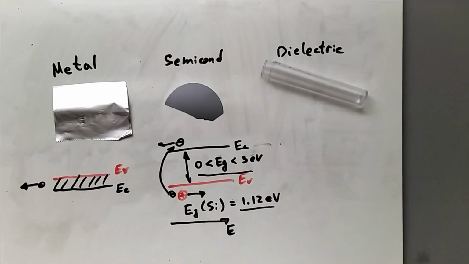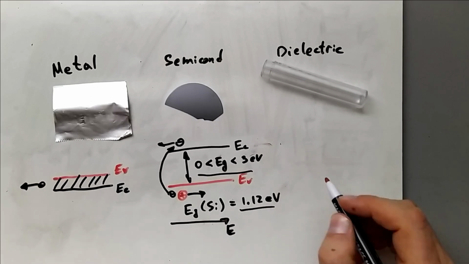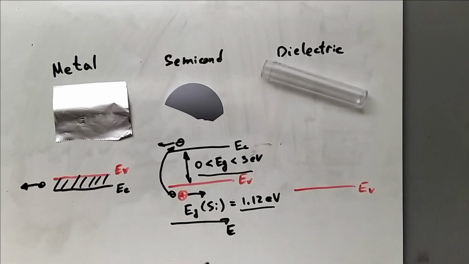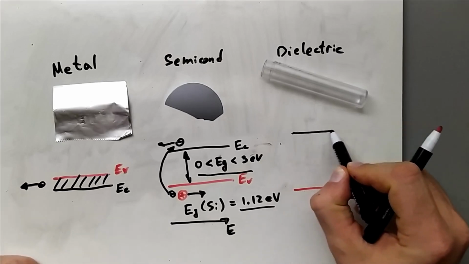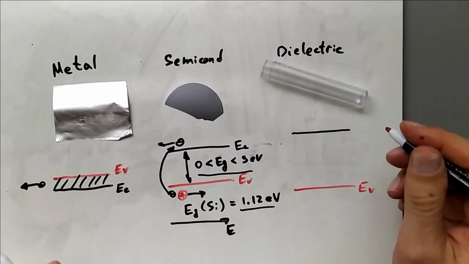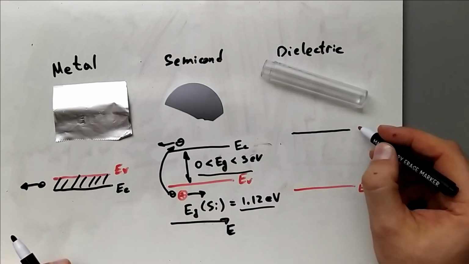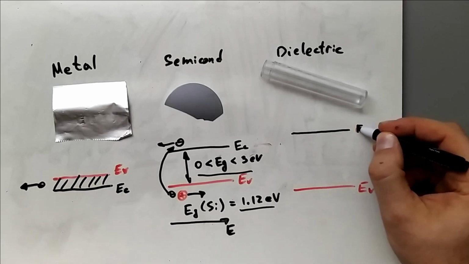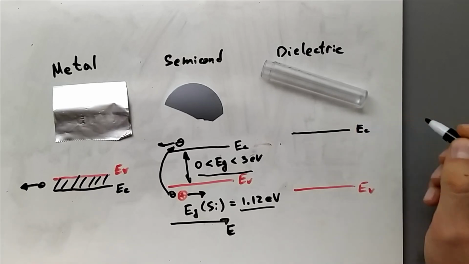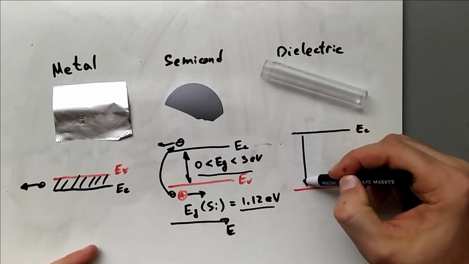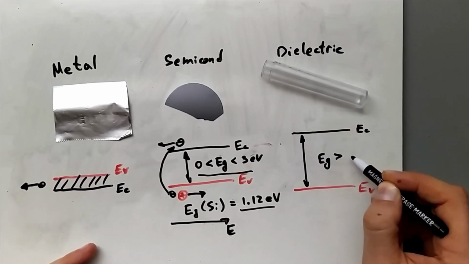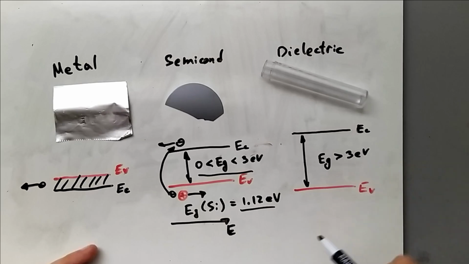So it will also have a gap between the valence and conduction band, but the difference from a semiconductor will be just that this gap will be much larger. So EG will be larger than 3 electron volts.